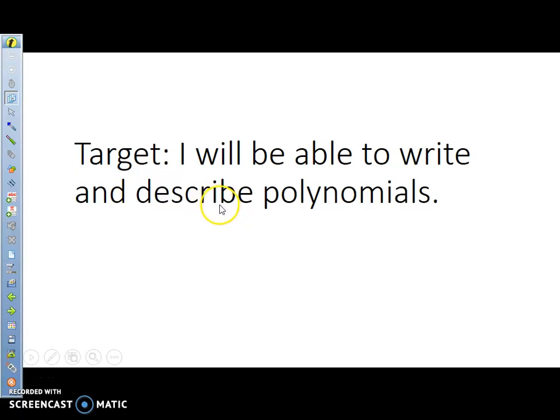Hey guys, tonight you're taking notes over being able to write and describe polynomials. Again, the reason I have you taking notes at home is I have seen a greater understanding from my students when we're able to work on problems in class and you guys are able to receive that help. So you're going to take notes at home. I'm going to try to get back to that individual help that you guys need. So let's go ahead and get started.